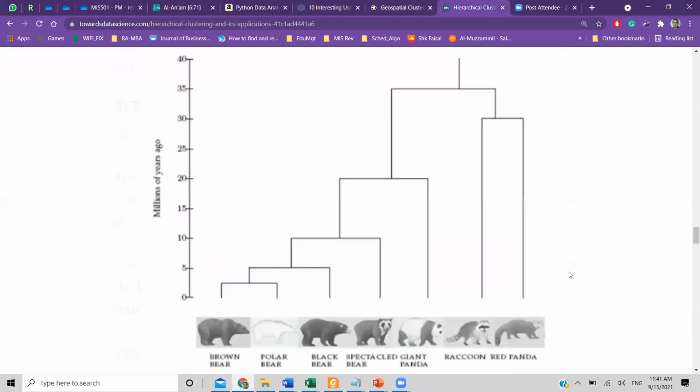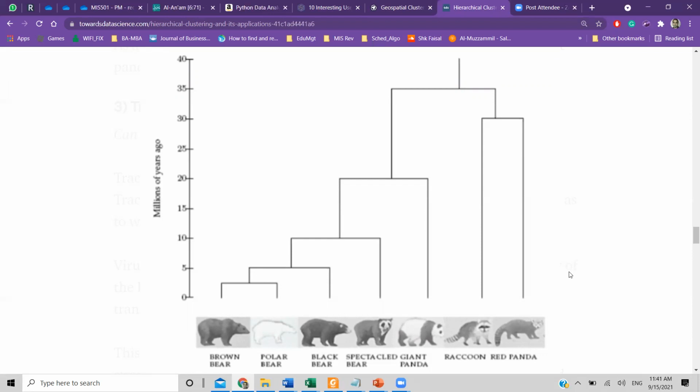Now, one example from hierarchical, which is very interesting: how different animals are related to each other. You can see the brown bear, polar bear, black bear, and then spectacled bear, giant panda, raccoon, and red panda. So the complete relationship structure is here. Which two seem to be very, very close to each other? Which two seem to be the closest if you start reading this map?